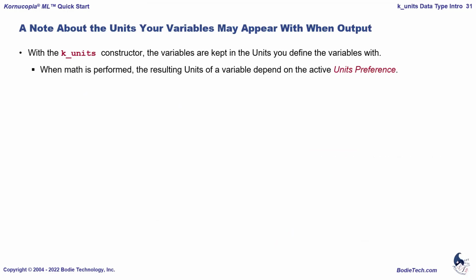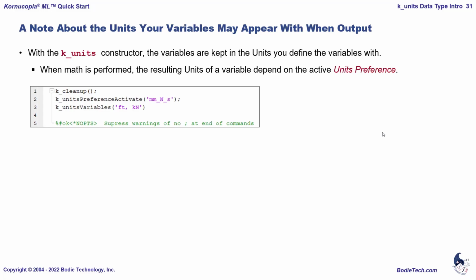Now I also pointed out that when you define a variable with the k-units constructor, the output of the variable will look just like what you said it was. Whatever units you put in there, they will appear in the output representation. But whenever you do math, the output units of the resulting variable depend on the active units preference. Here we are doing a little example where the k-units variables are feet and kilonewtons, and the unit preference is in millimeters, newtons, and seconds.